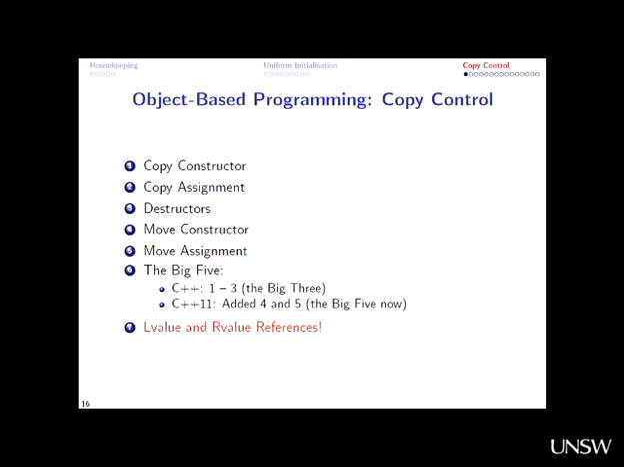And the Big Five is: how do we construct a copy of something? When we assign something, we do the copy, so it's going to be a discussion about the difference between constructing an object and assigning an object. We're going to look at how you destroy an object, how you move an object, and how you do what's called move assignment. And we're also going to end up looking at L value and R value references, okay?